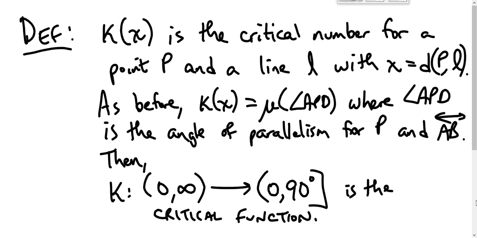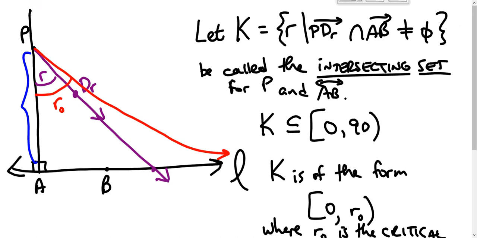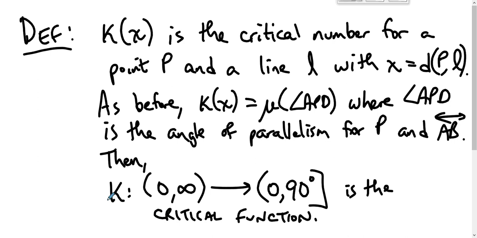In other words, let's go back to this picture. At this particular distance, r sub 0 is some number. If we go a little bit further out, r sub 0 is a different number. So imagine plotting a function where we choose a small distance, we figure out the angle of parallelism, and we plot that as a y value. We plot the angle measure for the angle of parallelism, we plot the critical number as a y value. And then we make AP a little bit bigger, figure out the angle of parallelism, plot its measure. We go a little bit further away, so we make the x value bigger, we figure out the angle of parallelism, we plot its measure as a y value. If you do that, you are plotting what we will call the critical function.